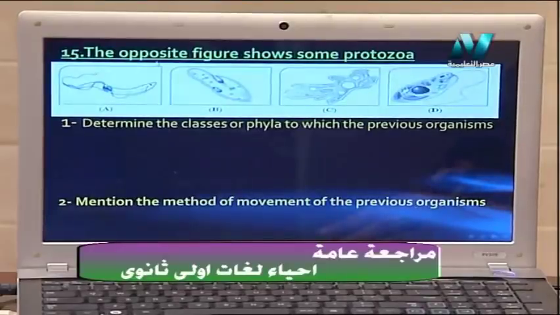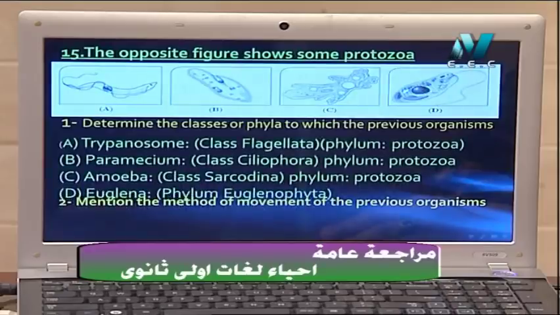Look at the picture in front of you and determine the phylum and the classes for this organism. Let's discuss together what is the first picture related to, what is the name of the first picture. The first picture here is Trypanosoma. Trypanosoma microorganism, as you see, protozoa. The second one will be Paramecium. The third one, Amoeba. And the last one will be Euglena.